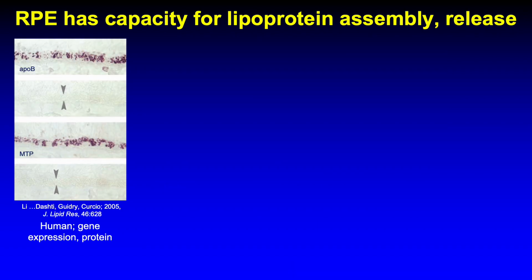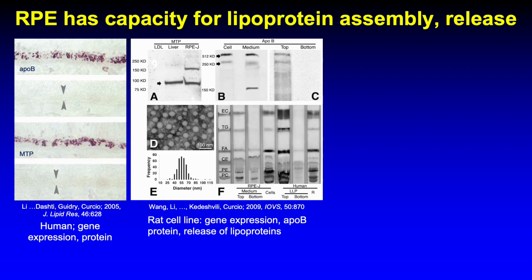The RPE has capacity for lipoprotein assembly and release. Microsomal triglyceride transfer protein, or MTP, is required for lipoprotein assembly and release. Here is signal for both ApoB and MTP in human RPE in a location consistent with endoplasmic reticulum. Secretion of full-length ApoB has been achieved in this rat-derived RPE cell line. We showed particles in culture, and they were EC-rich. Similar findings were also reported by Jim Handa for the human RPE19 cell line.